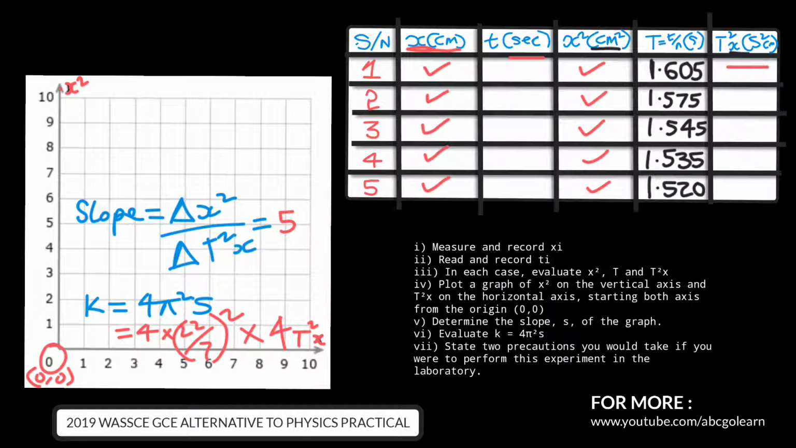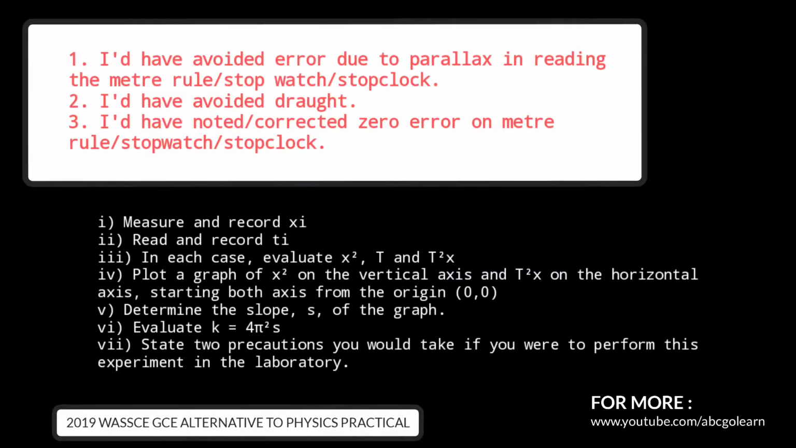You don't understand, because it is an alternative to practical. It is not actually the practical. So these are the precautions you should write. I would have avoided dropped. I would have noted or corrected zero error on my meter rule, stopwatch, or the stop clock.